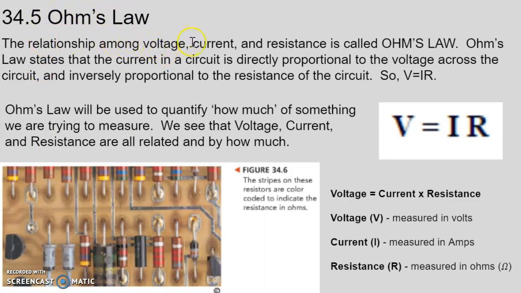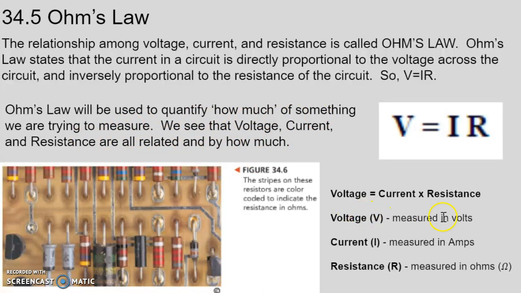This is the relationship among voltage, current, and resistance that we describe as Ohm's law. Ohm's law states that the current in a circuit is directly proportional to the voltage across the circuit and inversely proportional to the resistance of the circuit. So it's essentially saying that voltage equals current times resistance, as this picture shows. Ohm's law will be used to quantify how much of something we are trying to measure. We see that voltage, current, and resistance are all related, and by how much.